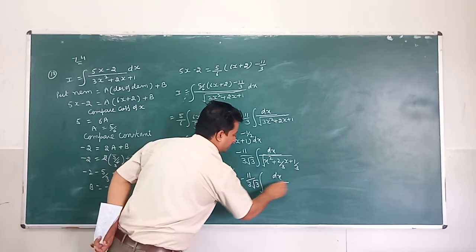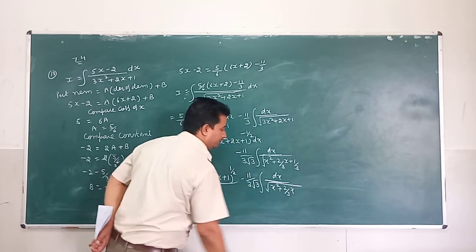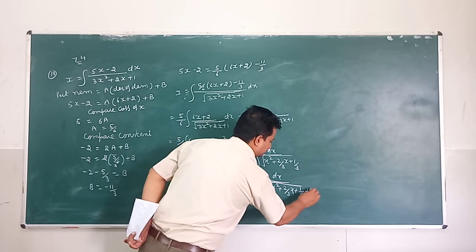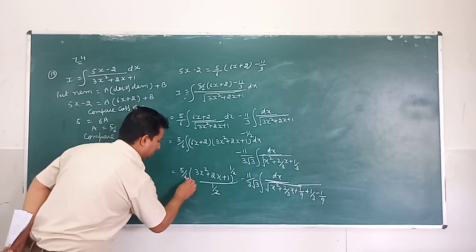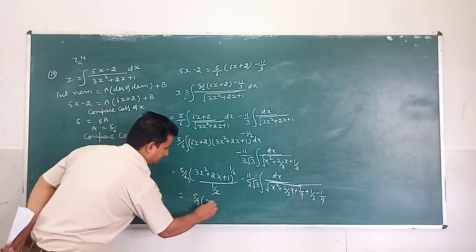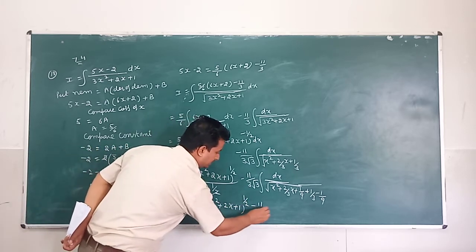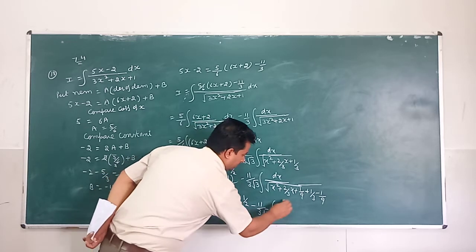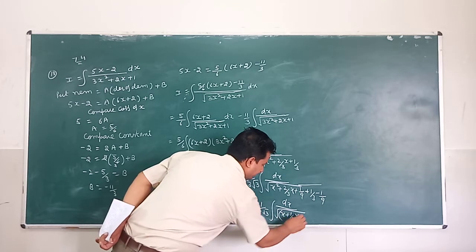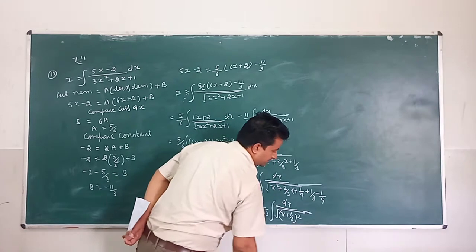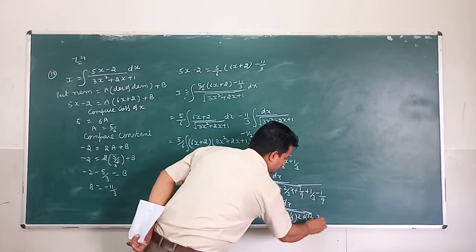Here we complete the square. For completing the square, for x square plus 2/3 x, its half coefficient is 1/3, so its square is 1/9, added and subtracted. So this is 5/3 times (3x square plus 2x plus 1) whole power half, minus 11/(3 root 3) dx upon (x plus 1/3) whole square. Here 9 is the LCM, so 3 minus 1, this is root 2 upon 3 whole square.